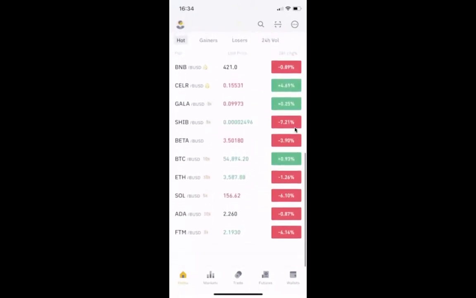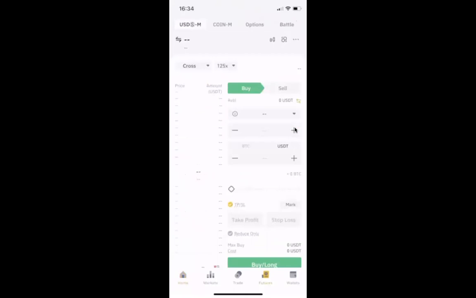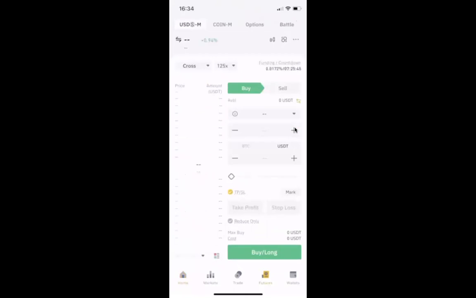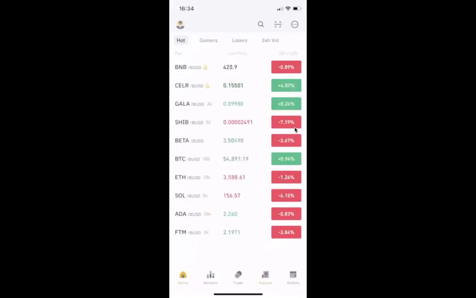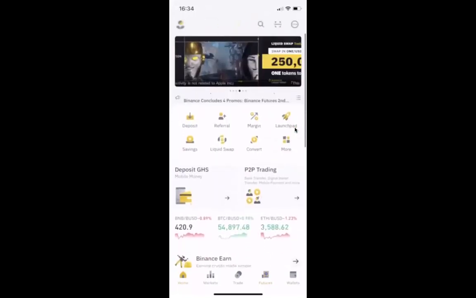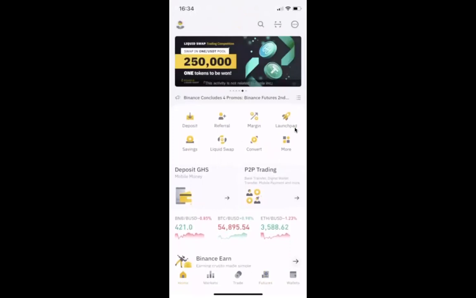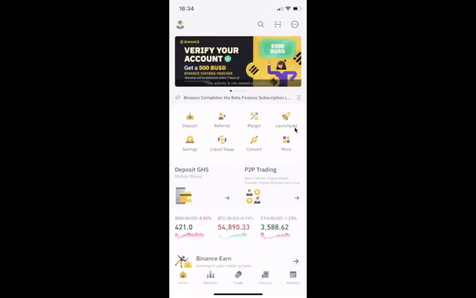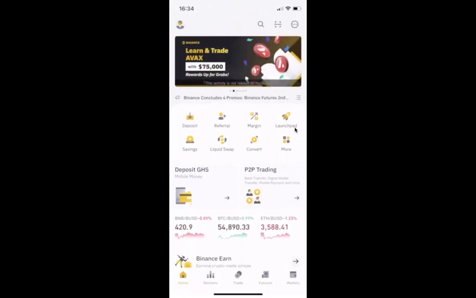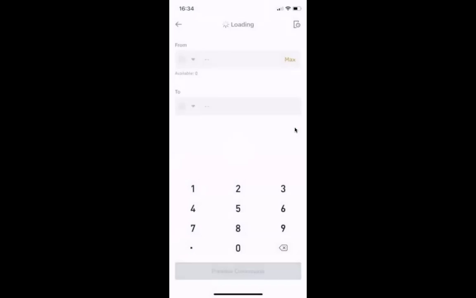All right, so let's get to futures. Okay. All right, let me click back. So after depositing your BTC or whatever you want to deposit, you convert it.